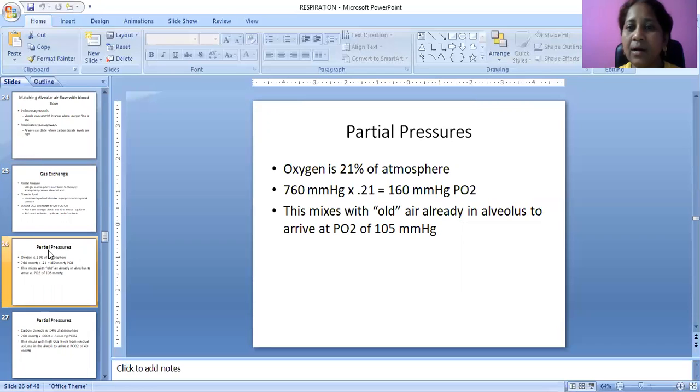Partial pressures. Oxygen is 21% of the atmosphere, that is 760 mmHg times 0.21, which is equal to 160 mmHg, the partial pressure of oxygen. This mixes with old air already present in the alveolus to arrive at a PO2 of 105 mmHg.